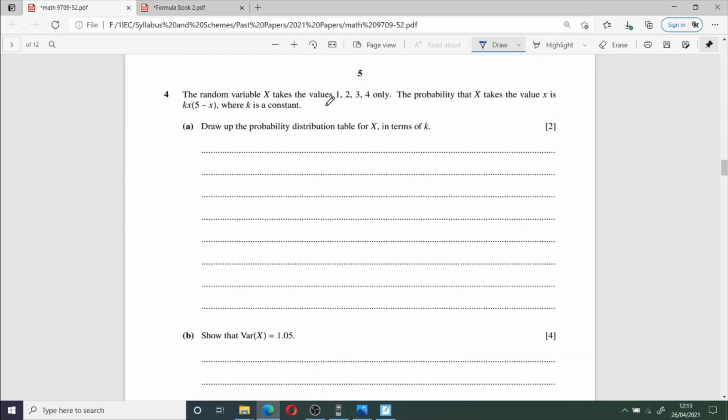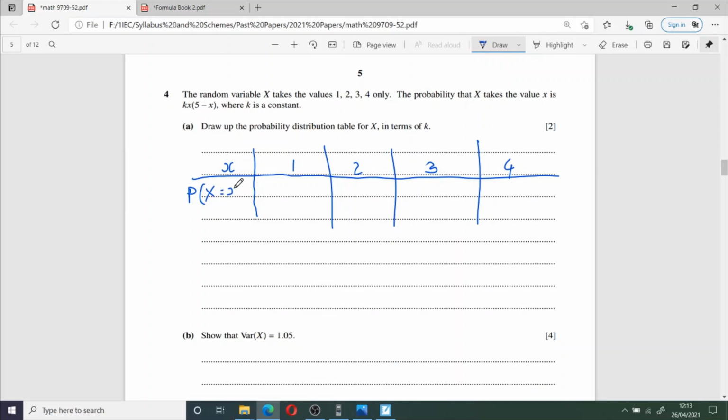Question 4 is a discrete random variable question, and we're asked to draw up the probability distribution table. So we have x, which can take the values 1, 2, 3 or 4. And then we have the probability that X equals x. Now for 1, that means k times (5 take away x), so k times 4. So I can write that as 4k.